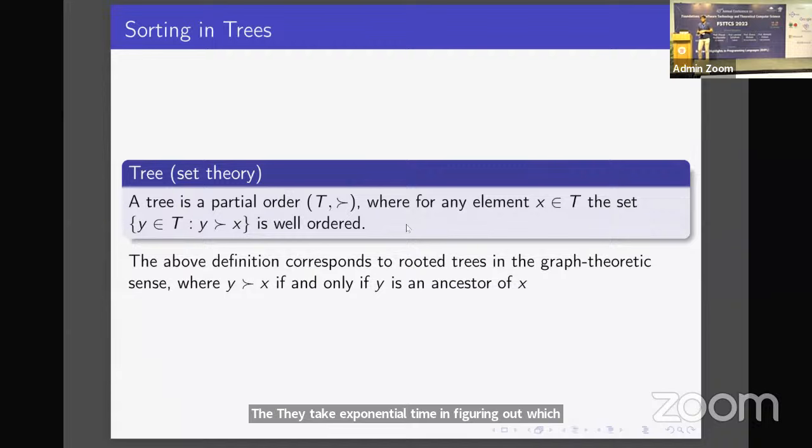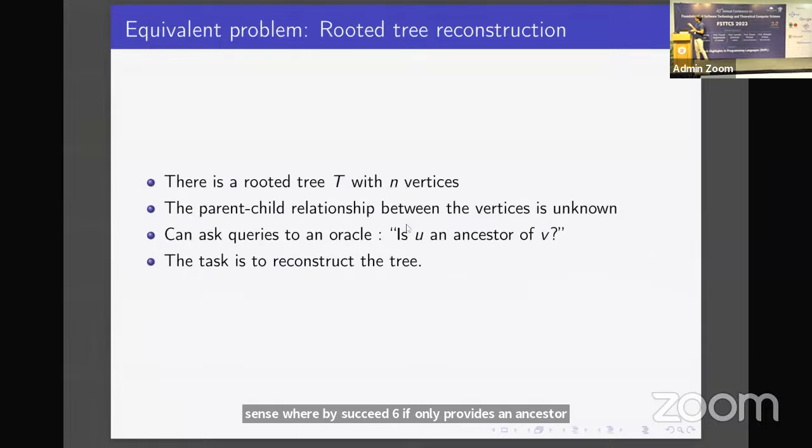We'll be focusing on trees, which are a special case of partial orders, where for any element x, the set of elements that succeed that element is well ordered. The above definition naturally corresponds to rooted trees in the graph-theoretic sense, where y succeeds x if and only if y is an ancestor of x, and it's easy to see that the set of ancestors of any node forms a total order. So the equivalent problem is rooted tree reconstruction. You have a hidden rooted tree. You do not know the edges of the tree, but you can ask queries of the form: given two vertices u and v, is u an ancestor of v or not? The task is to reconstruct the tree, and we're going to study the query complexity of this problem.